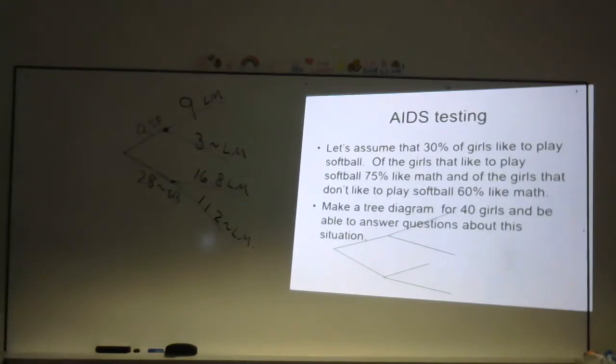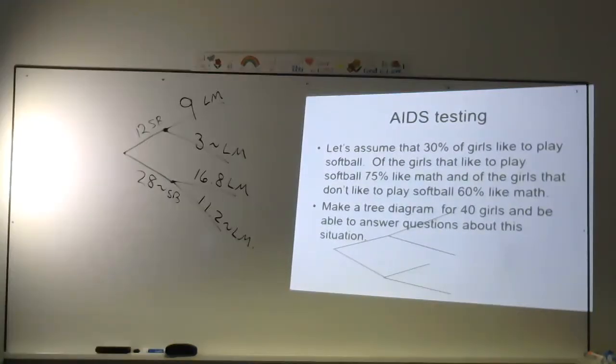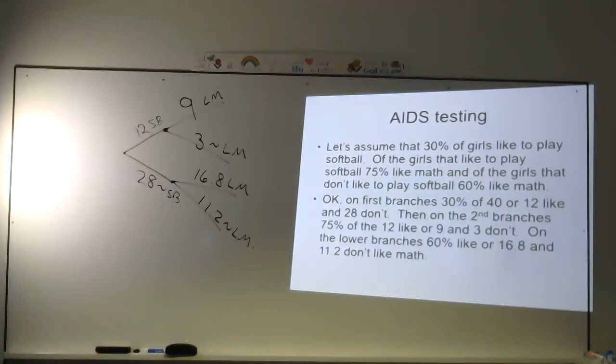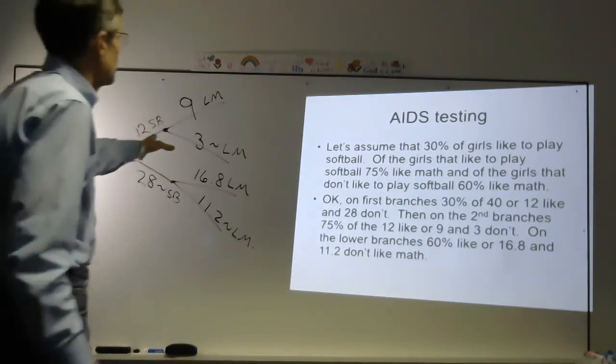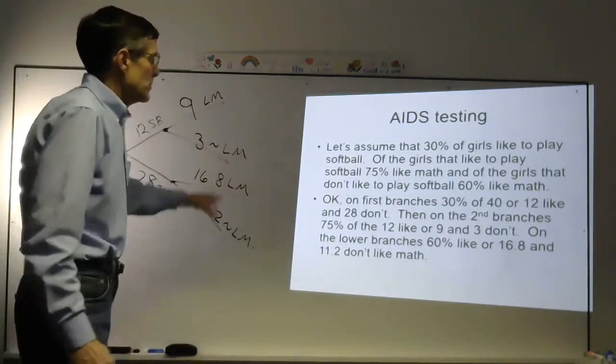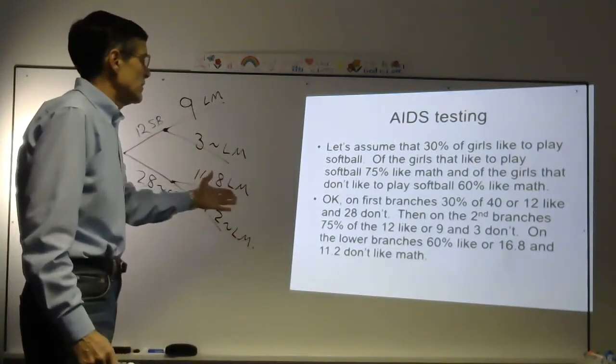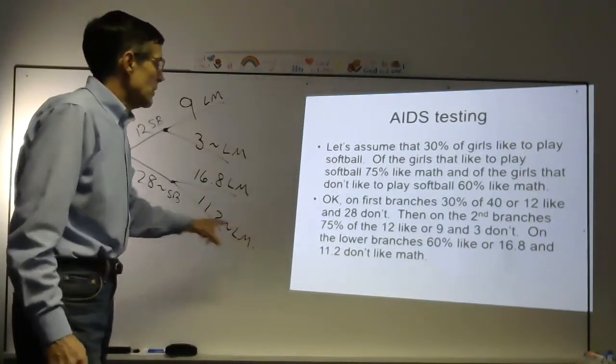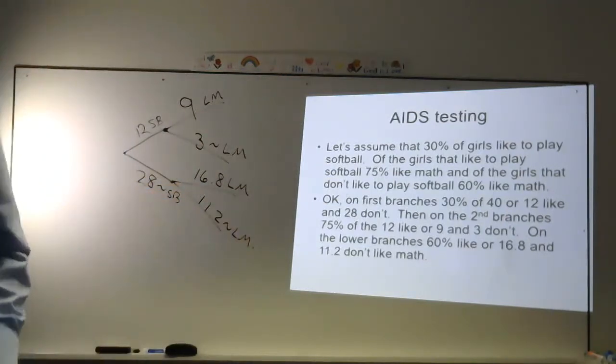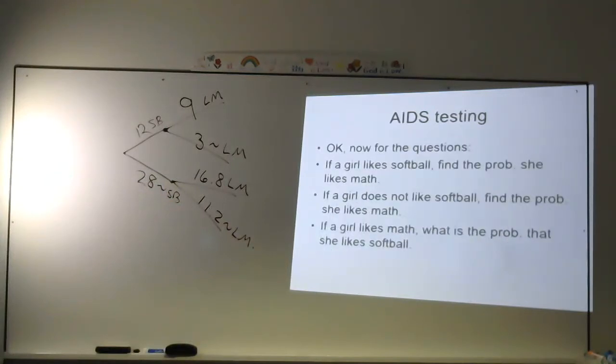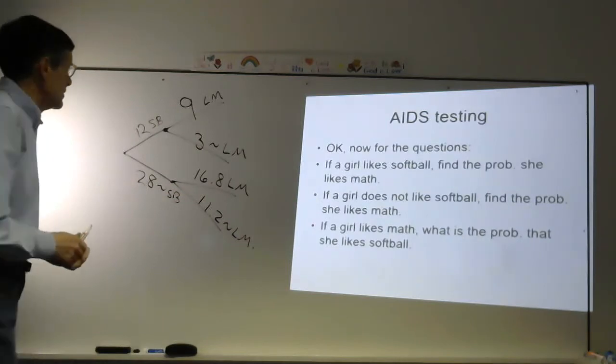Now, we want to be able to answer questions for this particular tree diagram. Here's once again the problem. We've set up the branches as I've detailed here, 30% and 70%. The second branch is 75% of the 12 like, or 9 and 3. On the lower branches, 60%, 16.8 and 11.2. So now the questions. If a girl likes softball, find the probability that she likes math.